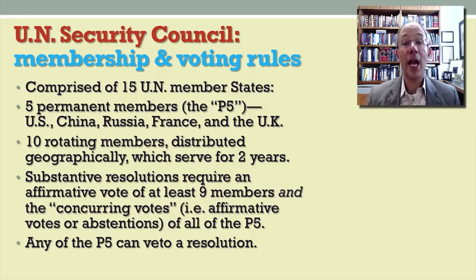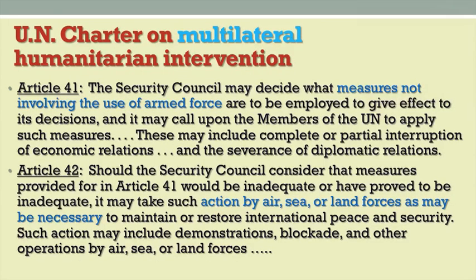So what sort of actions can the Council take with respect to threats or breaches to the peace in order to authorize humanitarian intervention? Well, here you see references to 2 articles of the Charter that allow for both measures not involving the use of armed force. These could be economic sanctions, diplomatic restrictions, travel bans, asset freezes, etc., as well as in Article 42, the reference to the use of military force in a variety of different guises. It is the Security Council itself that makes these determinations.